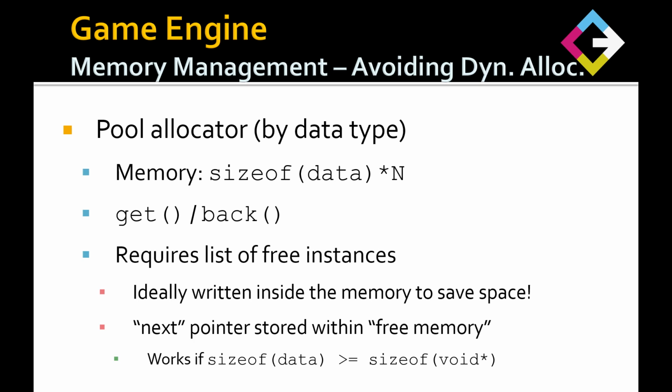In theory, that sounds easy. In practice, you need to track which instances are being used and which not. This means you need to maintain two linked lists within the memory. One linked list of alive instances and one linked list of not used instances, so you can implement get and back with O(1) time complexity.